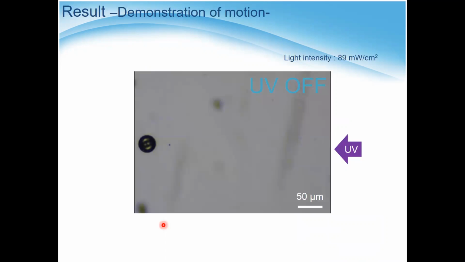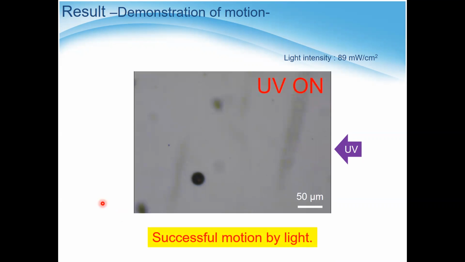So here's the first demonstration. After investigating many different experimental parameters, finally, we could find a motion. So by illumination of UV light, it starts rotating, and when the UV is off, it stops, and then starts again. So it seems that under some experimental conditions, we could successfully move the liquid crystalline droplet by light.